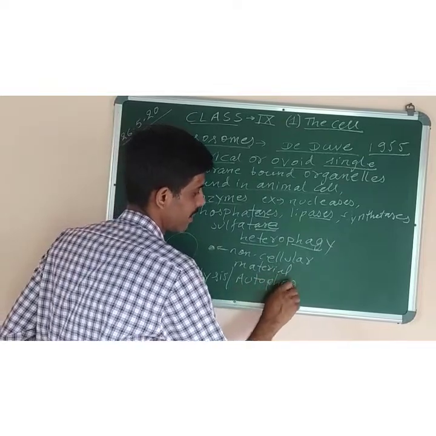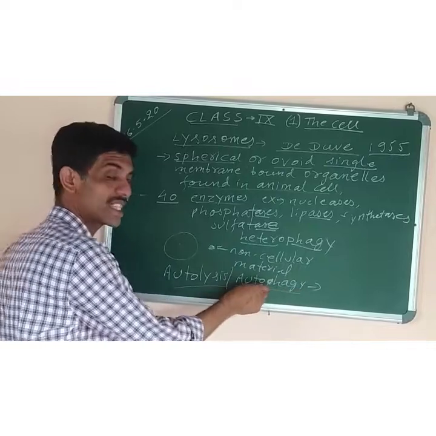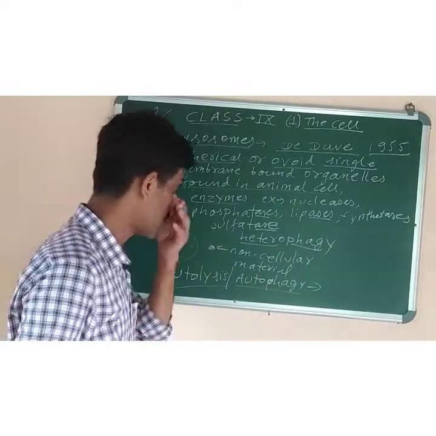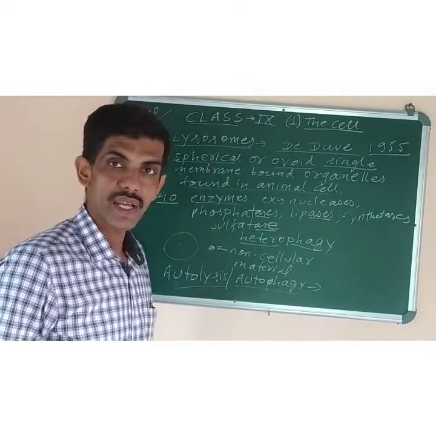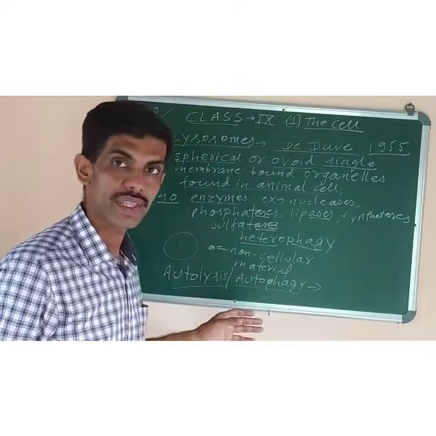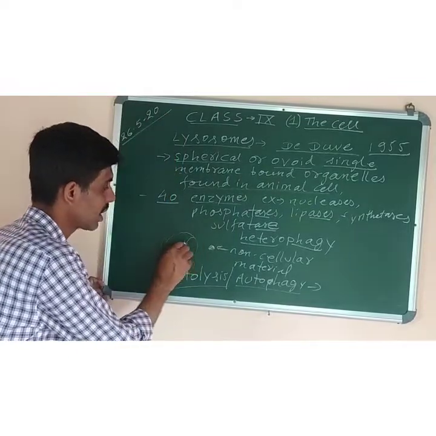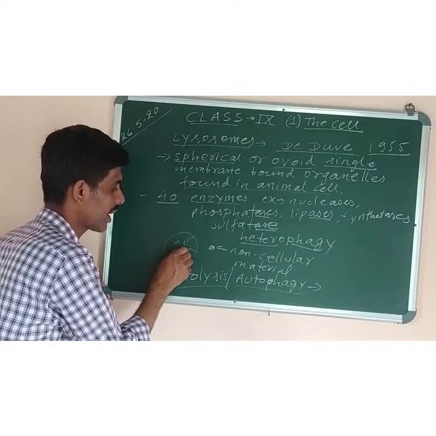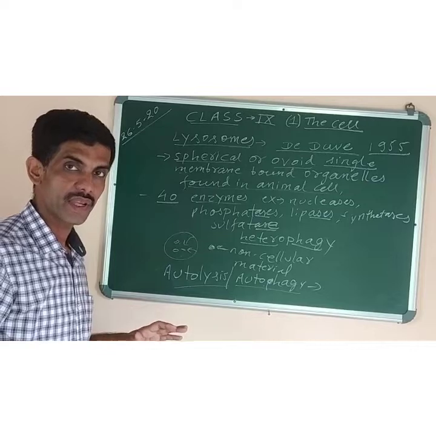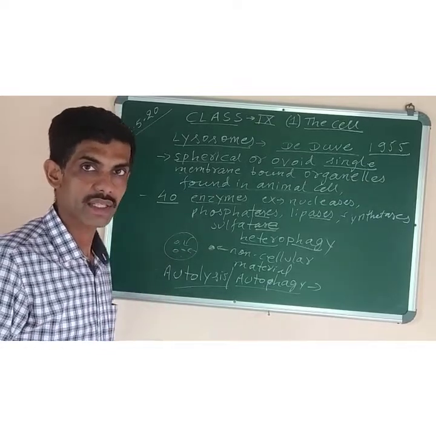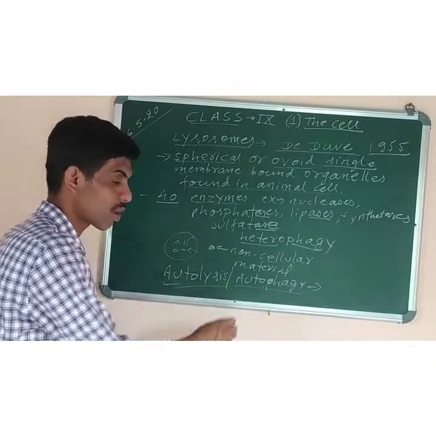Autophagy, P-H-A-G-Y. What is the meaning of autophagy? Autolysis or autophagy. Auto means self, phagy means eat. So sometimes in a pathological condition, the enzymes which are released from the lysosomes digest their own cellular organelles. Within the cell only, materials like mitochondria and ribosomes are digested. So they will die, because if they kill their own cell parts, that will result in the death of the cell, and that is called autolysis or autophagy.